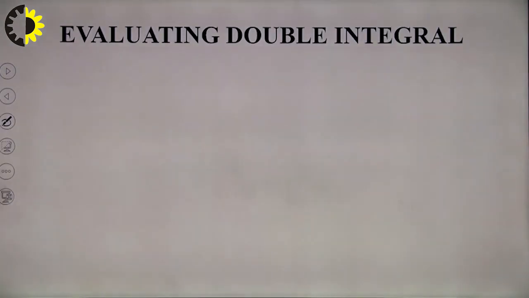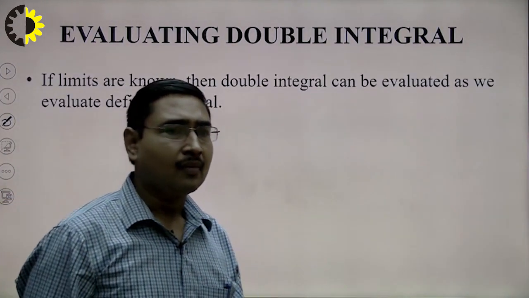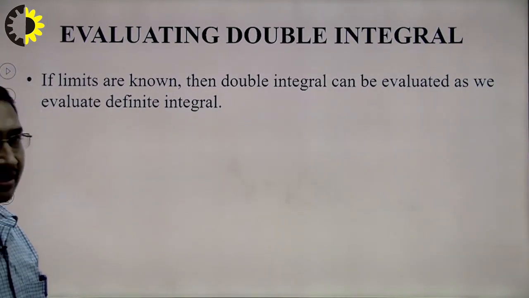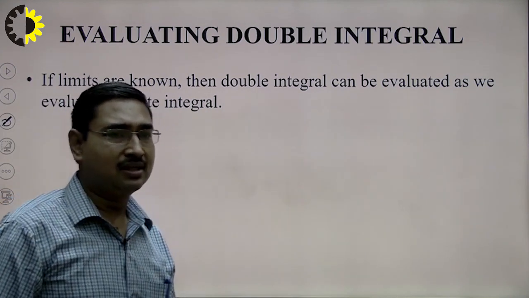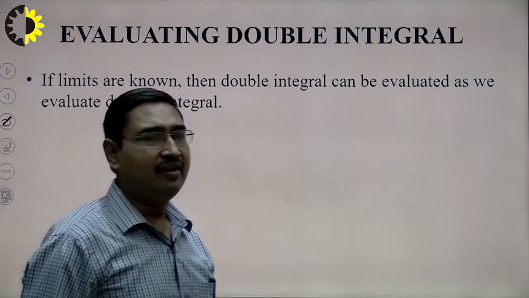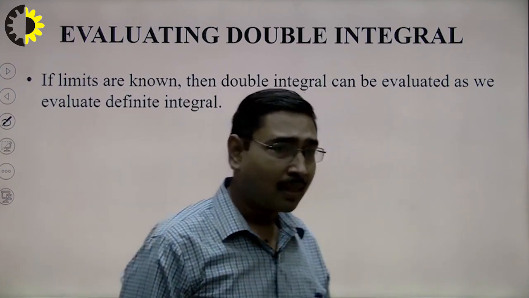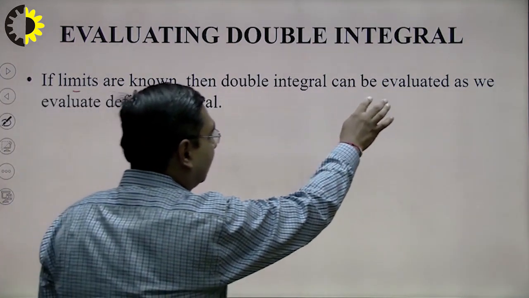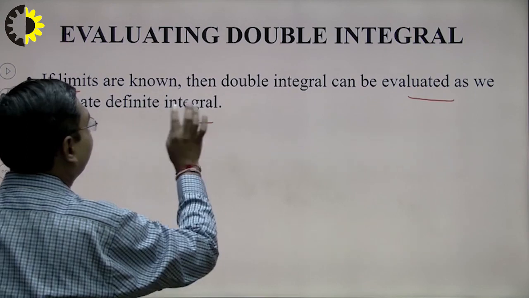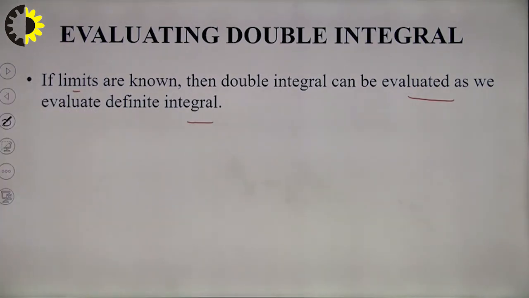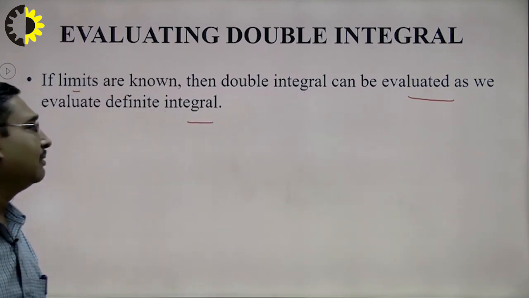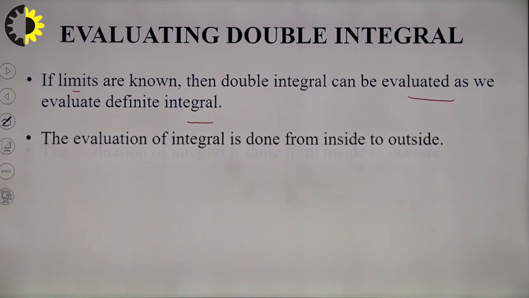Now we are going to understand how we can evaluate a double integral. To evaluate a double integral, there will be two cases. Case 1, when the limits are known to us, that is, directly given, and another case when the limits are required to be calculated. If the limits are given to us, then the double integral can be evaluated as we evaluated definite integrals in earlier classes. Just repeat the process of integration twice and we will get the value of the double integral. We will discuss it now.